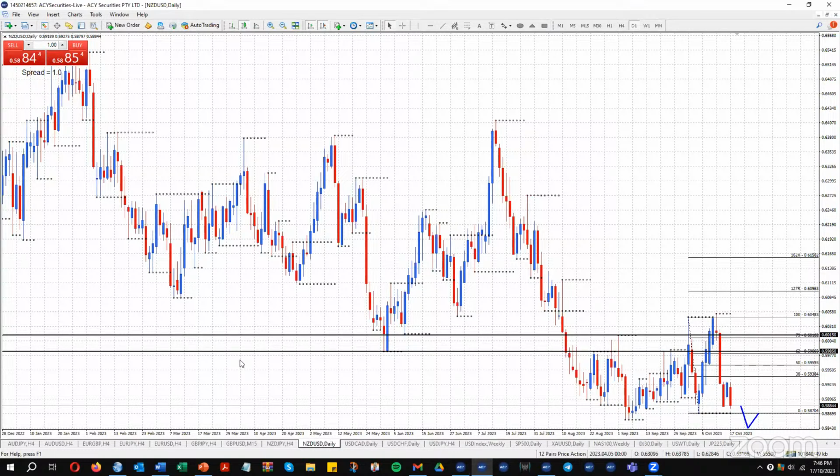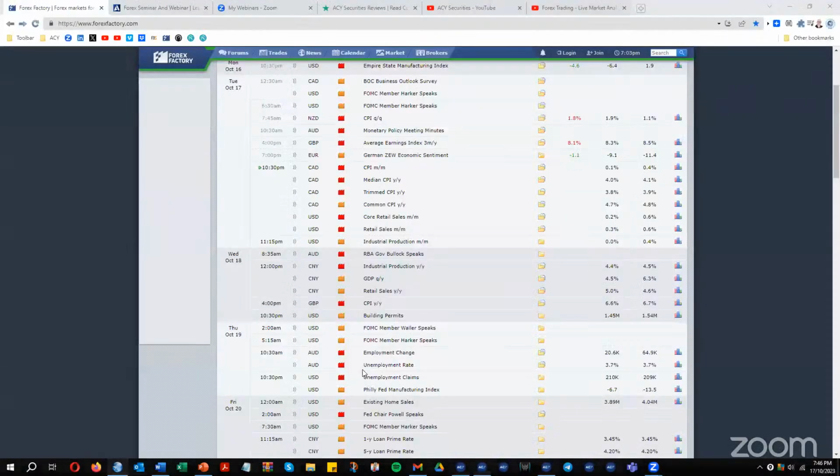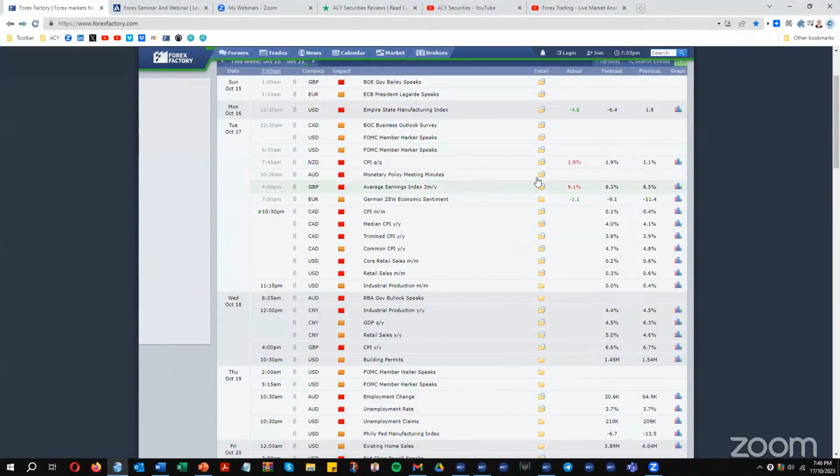CPI, I don't know if they call it CPI in New Zealand. Let me just double check. Today's, yeah, it's CPI QQ from New Zealand. It is moving down. You know, the US wants their inflation to be at 2% annually. Here, quarterly from New Zealand it is at 1.8%, moving down from 1.9%. All right, so if this keeps ticking down, it's going to be weak for New Zealand.